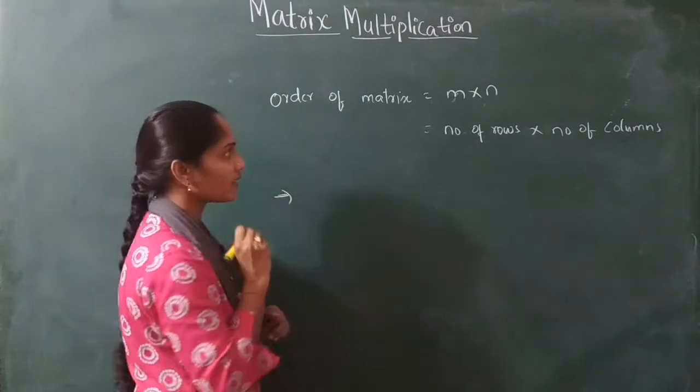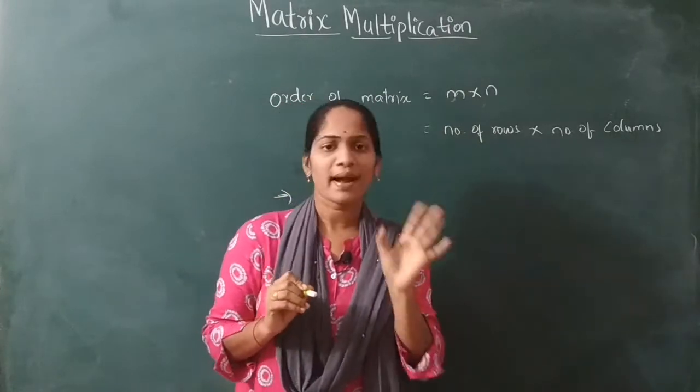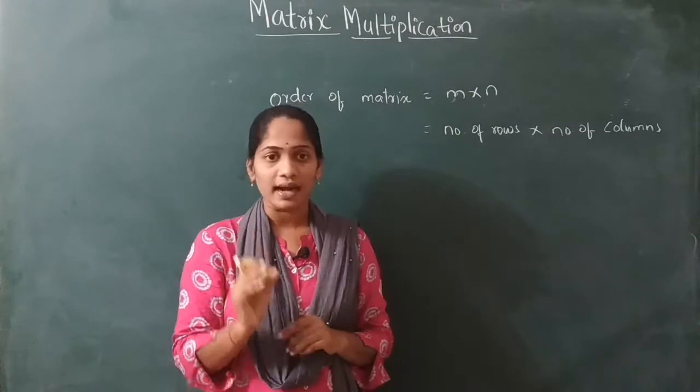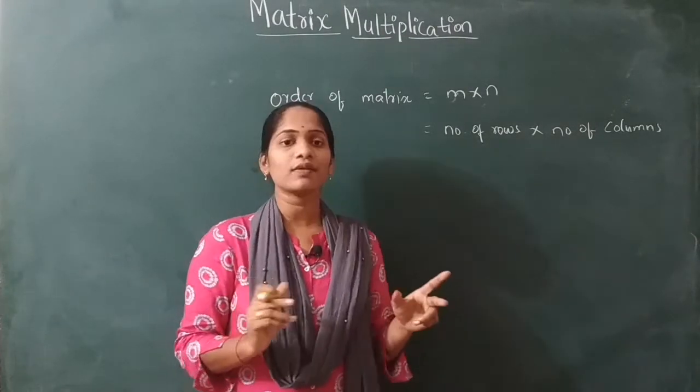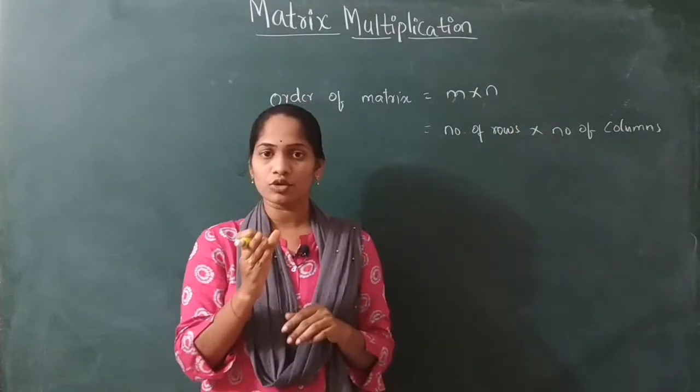So if you want to multiply two matrices, any two matrices or any three matrices, the point is that the number of columns of the first matrix should be equal to the number of rows of the second matrix. Have you understood?